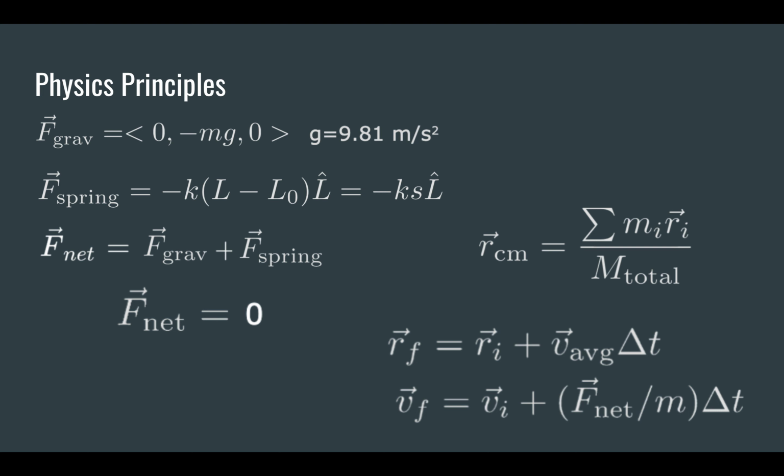Some of the physics principles that came into play in my lab were gravitational force, which is negative mass times the gravitational constant in the y direction, and the spring force, which is negative k s times the unit vector L, with k being the spring stiffness, L being the length of the spring, L0 being the relaxed length of the spring, and the unit vector L being a vector that points from the fixed end of the spring to the moving end of the spring. In this case that will be pointing up, away from the gravitational force.